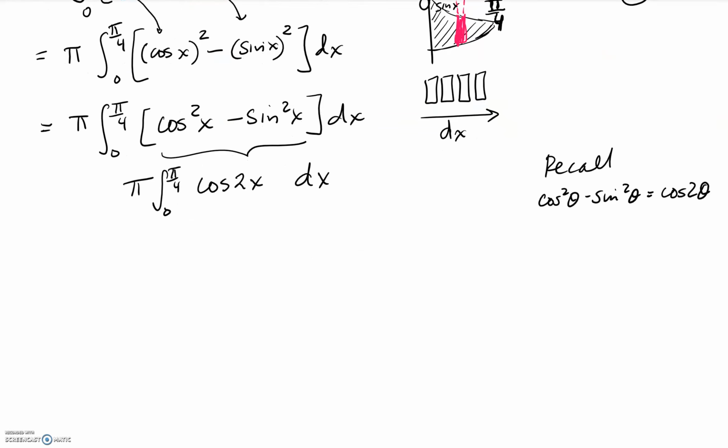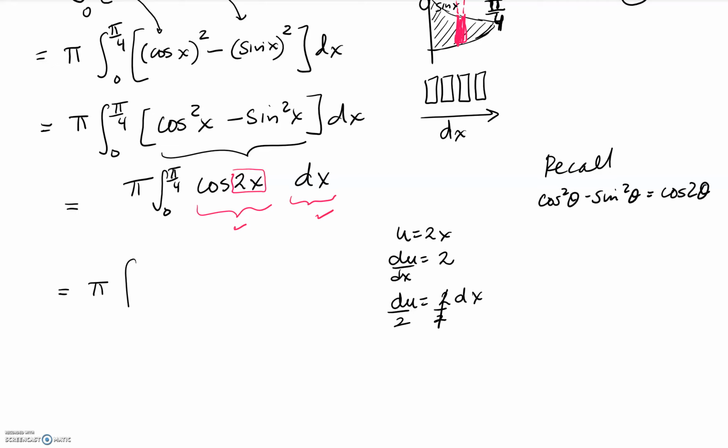I do know the antiderivative of cosine is sine. However, I'm going to do a quick u substitution because this is cosine of 2x. So I'll say u is equal to 2x, du dx is equal to 2, which means du is 2 dx. And I will have both pieces accounted for. This guy is good, this guy is good from my du. That's going to be equal to pi cosine of u and then du over 2 for my dx part.